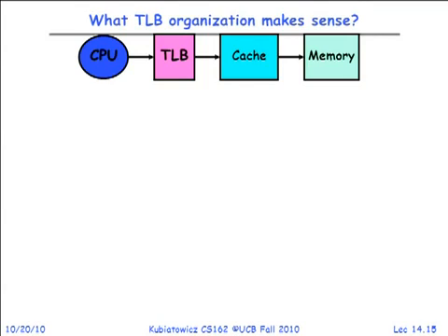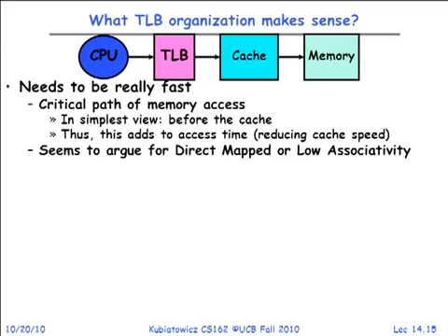By the way, when you put the cache here, what does that mean on a process switch? Typically it means you're flushing the cache, which is even more expensive than flushing the TLB. So that's problematic. Whatever the case may be, the TLB typically needs to be very fast, because in this way it's the critical path of memory access.